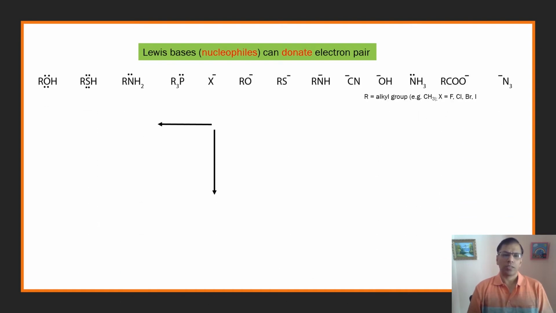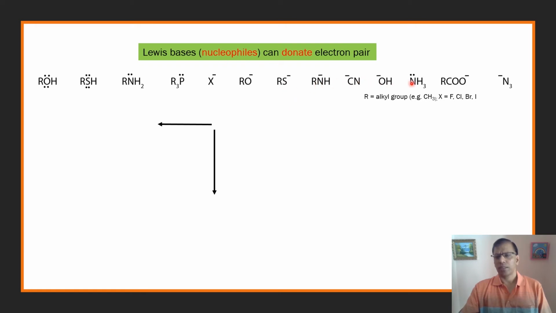So, as you are aware, Lewis bases are nucleophiles and they can donate a pair of electrons. These are the different examples of Lewis bases. You have alcohol, thiol, amines, phosphine. X is a halide group. R, this is alkoxide. R is an alkyl group.